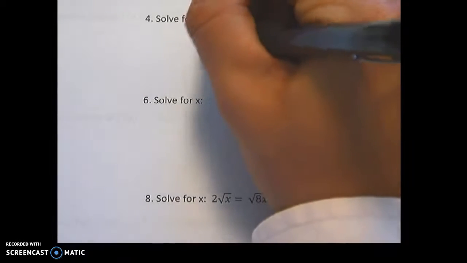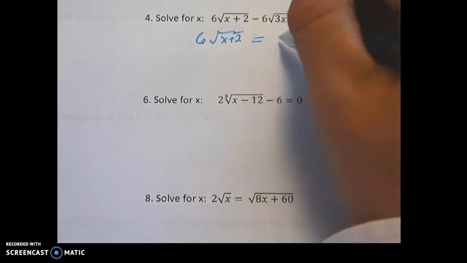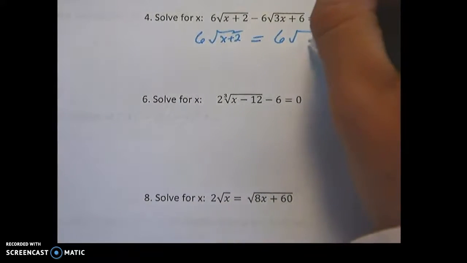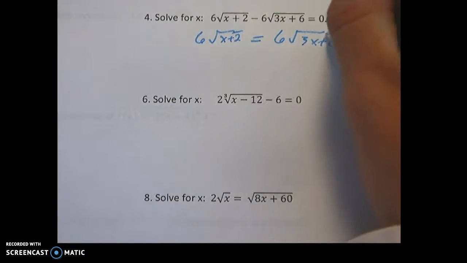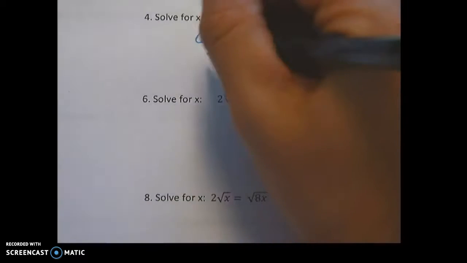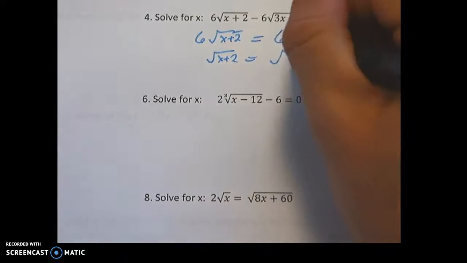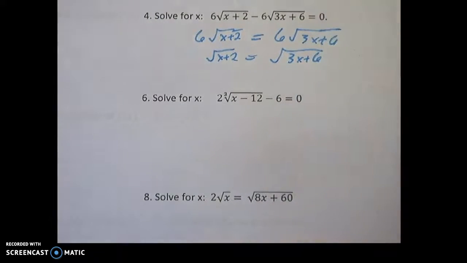I'm going to set this up as 6 square root of x plus 2 equals positive 6 square root of 3x plus 6. So when I add it to the other side, it just gets rid of that negative. And now the easiest thing to do from here is just divide by 6 on both sides to get rid of those 6's, to leave it as the square root of x plus 2 equals the square root of 3x plus 6.